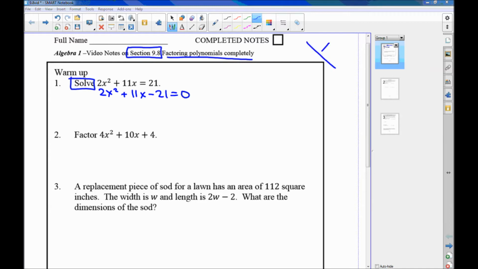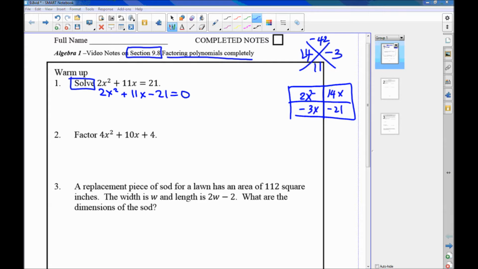Alright. So our puzzle in this case is negative 42 and 11. Two things that multiply to negative 42 and add to 11 are 14 and negative 3. So we make our box, and we have 2x squared, negative 21, 14x and minus 3x.